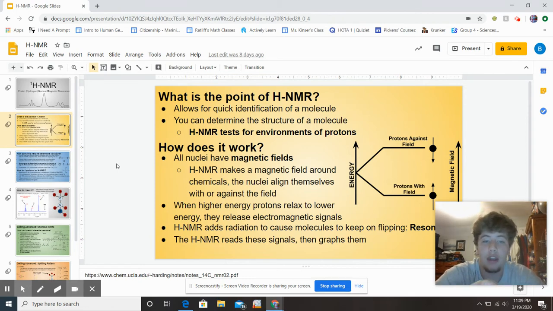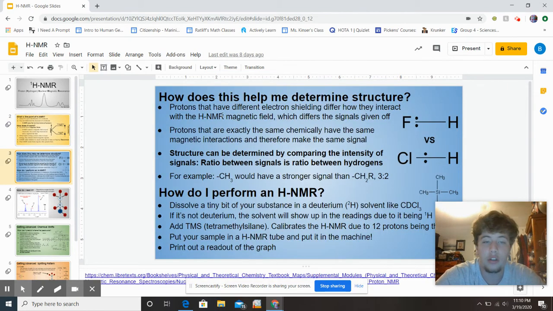The H-NMR will change the frequency of its magnetic field, and different hydrogens around your molecule will respond to that field differently, which changes where those hydrogens wind up on your graph. And you can determine where those hydrogens are, and it's all determined through electron shielding.